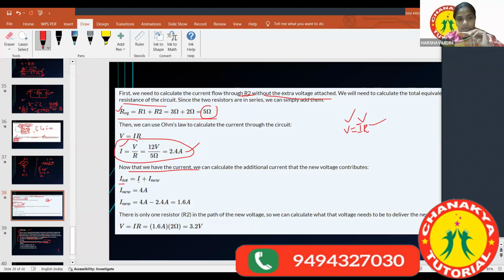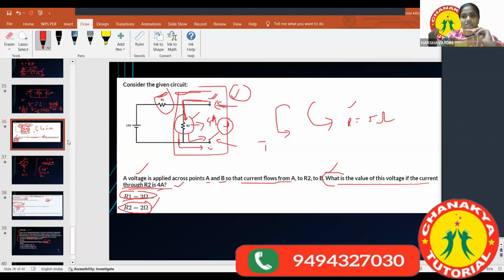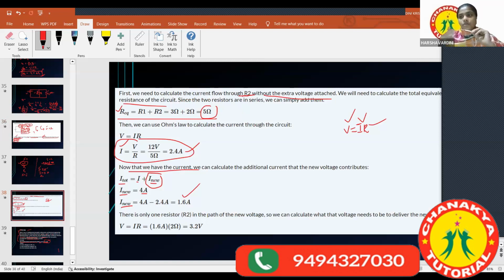So I total is equal to I plus I new. So what is the newly passing current? I new is equal to 4 amperes. I new, they are finding it like 1.6 ampere. So you may ask me a question, ma'am. Already they have given that the current passing through R2 is 4 ampere, then why do we need to find the new current, I new? Can anybody tell me that? Why are we finding I new?